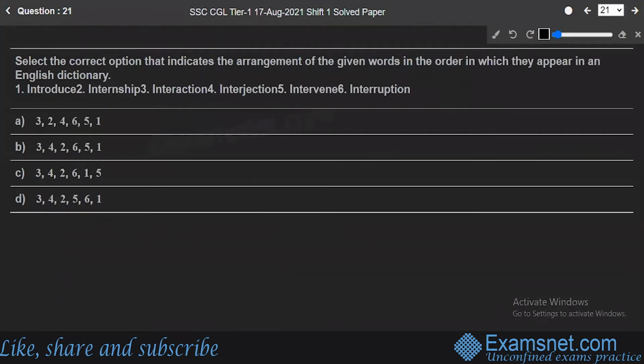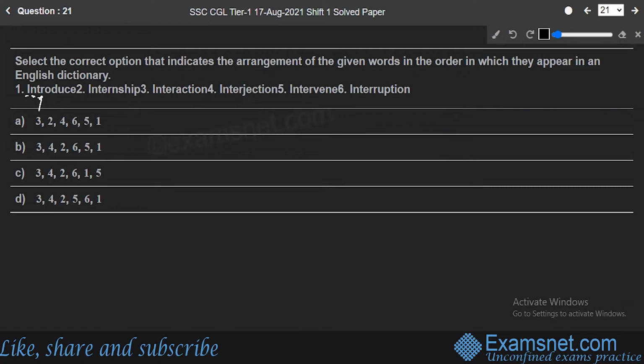In question number 21, you have to select the correct option that indicates the arrangement of the given words in the order in which they appear in an English dictionary. The words are introduce, internship, interaction, interjection, intervene, interruption. In the dictionary, all the words are written in alphabetical order, something like A, B, C, D, and so on, right? If I'm looking at this, there is I in all of them. N is there in all of them. Then T is there in all of them.